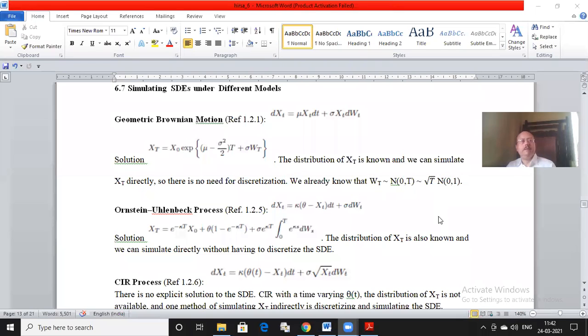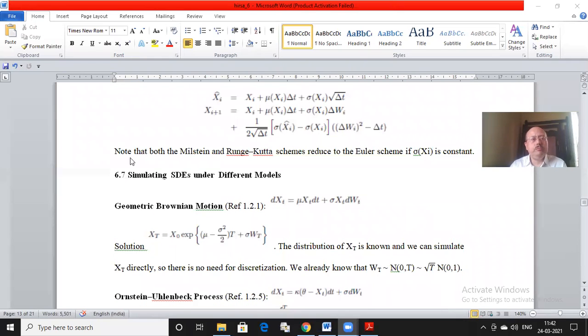Okay, so let me share my screen. And before we move further, a trivial comment: if my sigma function is indeed a constant, then the Milstein, Runge-Kutta, etc., will all reduce to the simple Euler scheme, because sigma prime would then be 0 and the Euler scheme would then be sufficient for my work.